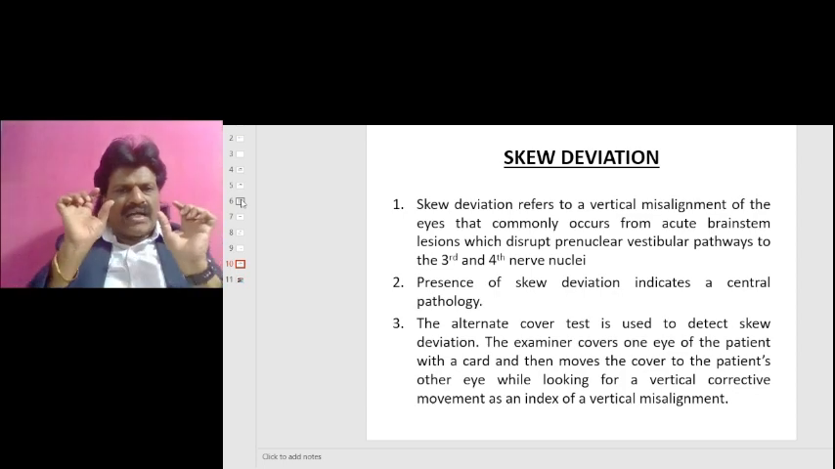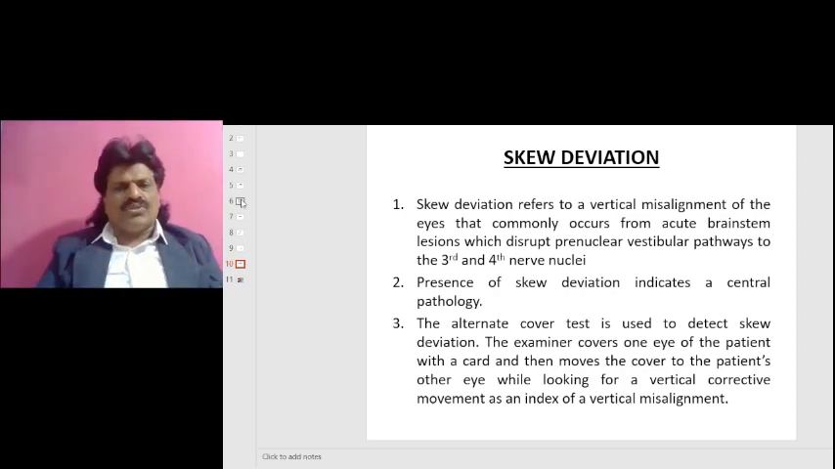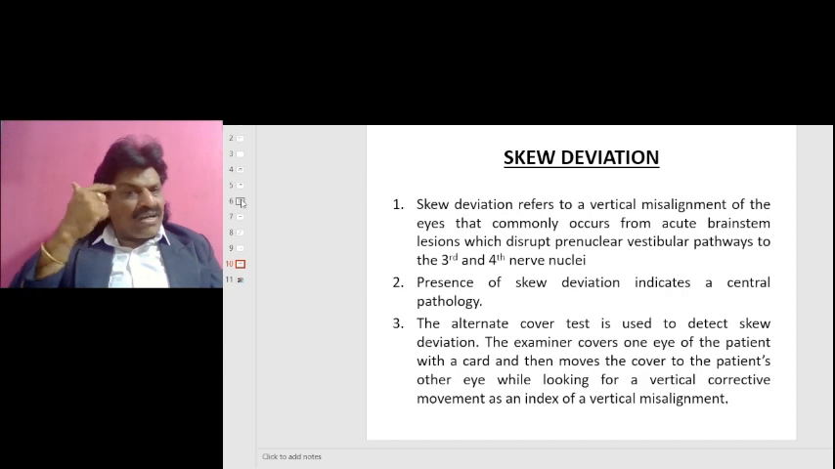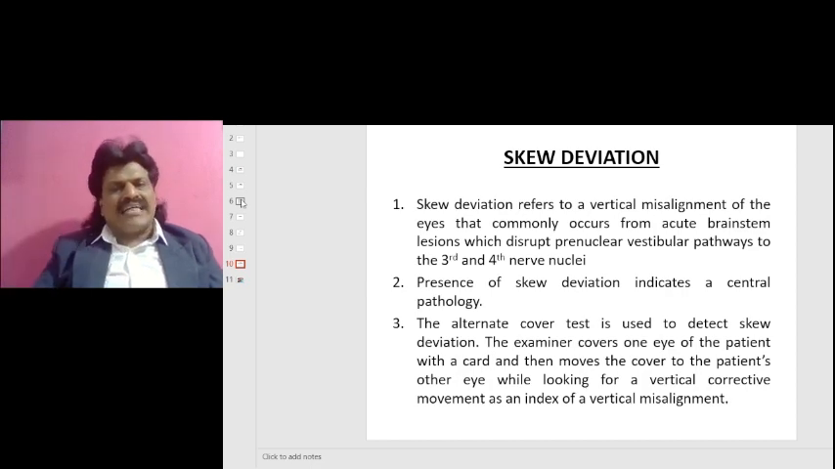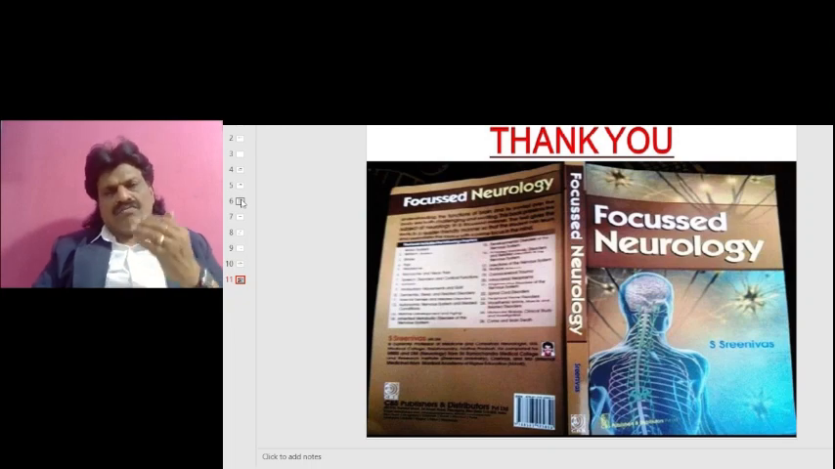The alternate cover test is used to detect skew deviation. First, the examiner covers one eye of the patient with the card and moves the cover to the patient's other eye while looking for a vertical corrective movement as an index of a vertical misalignment. So if there is a skew deviation, again it indicates a central pathology.